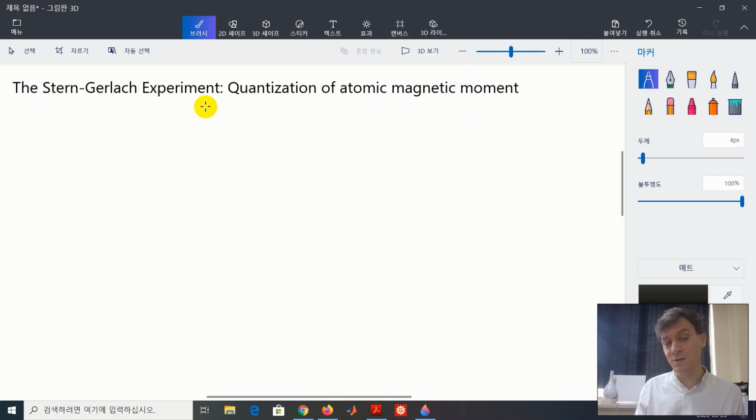So in this video I'm going to briefly describe what the atomic magnetic moment is, where it comes from, and how this is tested in the Stern-Gerlach experiment.